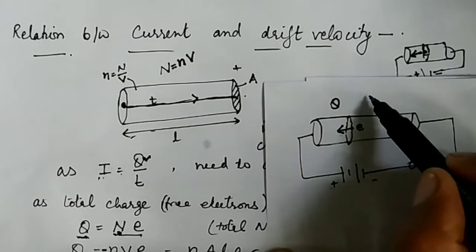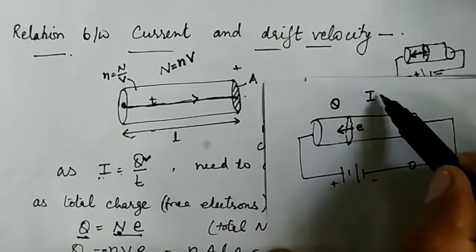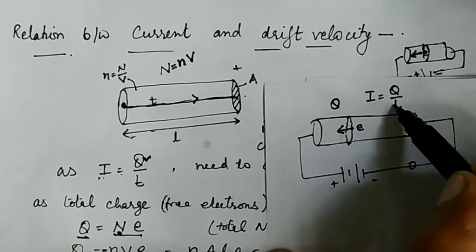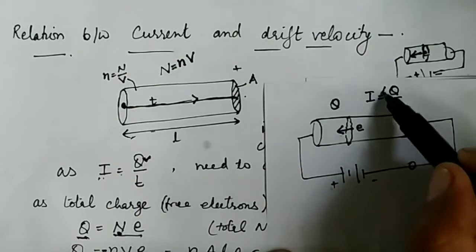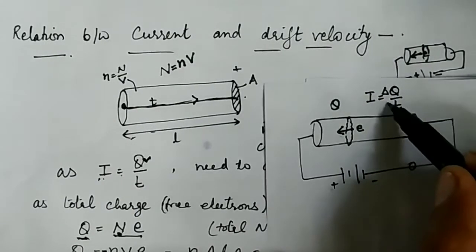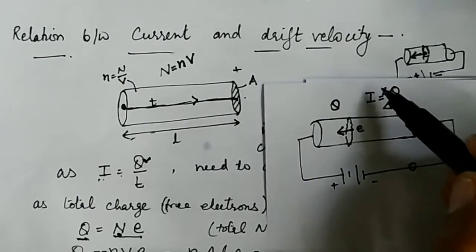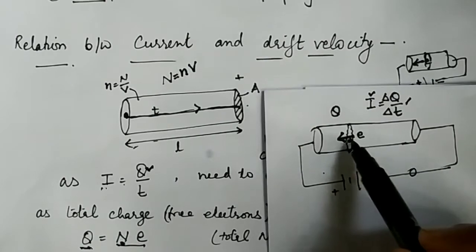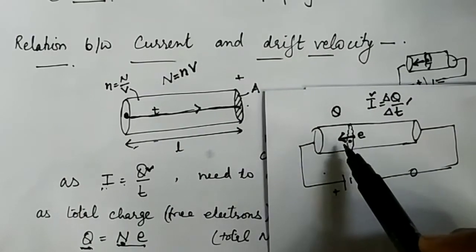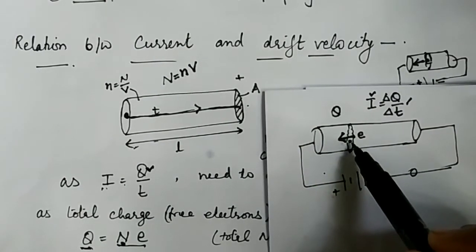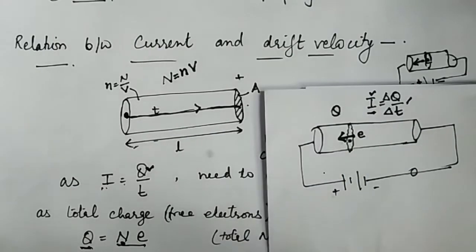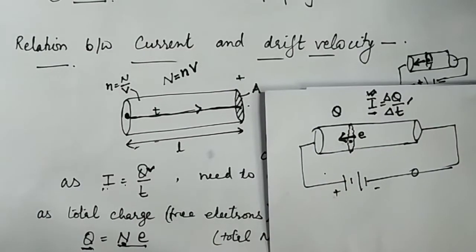So we know that the current is equal to the resultant flow of charge per unit time. So there is some flow of charge, that is delta Q, and in time delta T we will be able to find the electric current. So this movement of electrons is caused by the drift velocity, and that results in a current. So that current I want to find out in terms of this drift velocity.